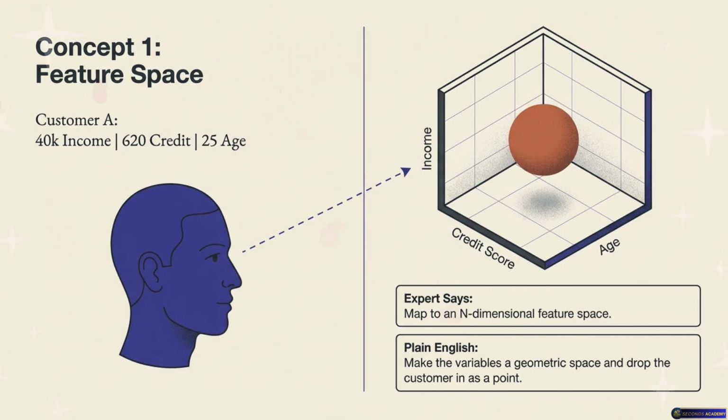So I would physically walk out along the floor to the 40K mark on the income line. Right. And from that spot, I walk forward to the 620 mark on the credit score line. Exactly. And then you would take a ladder and climb straight up until you hit the 25 mark on the age line. And if I leave a glowing dot right there in the air, that dot is the absolute representation of my customer. That dot is your customer.